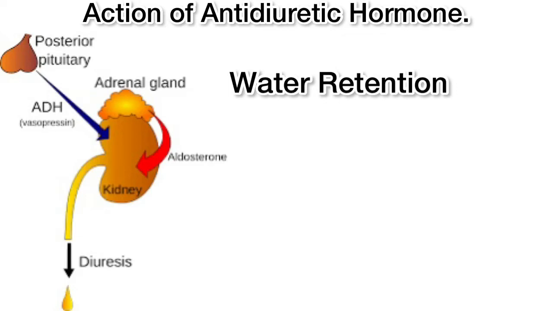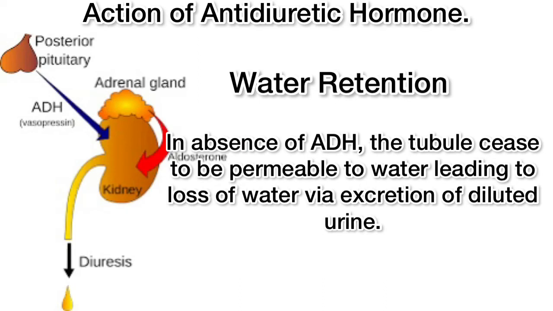So the facultative reabsorption of water is increased by antidiuretic hormone from the distal convoluted tubule and the collecting ducts of the kidneys. When there is no antidiuretic hormone, the distal convoluted tubule and the collecting duct become impermeable to water. It does not allow water to pass through.